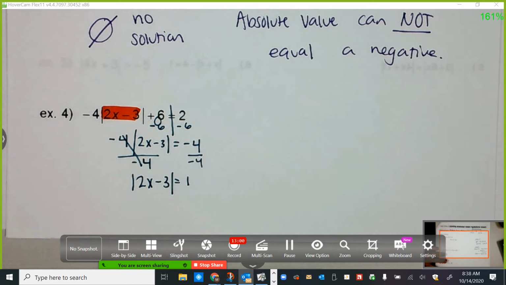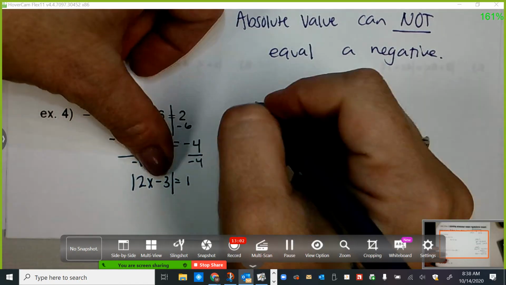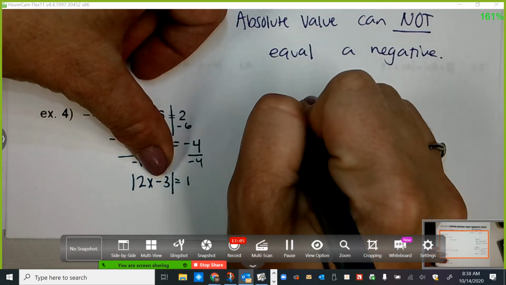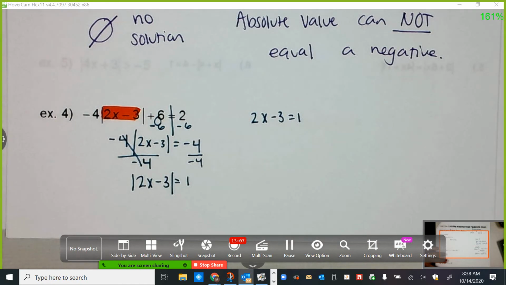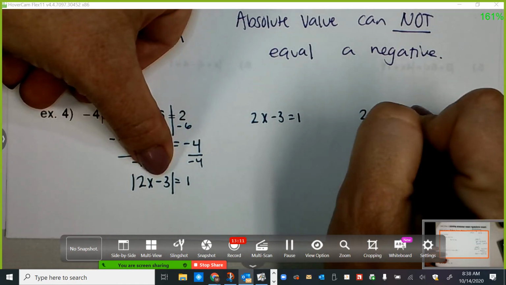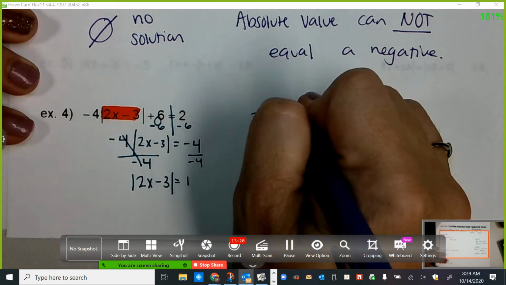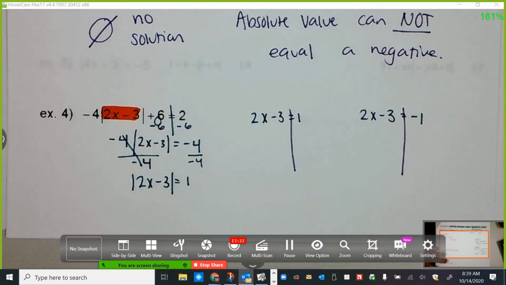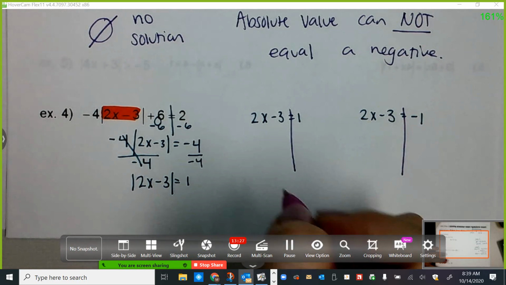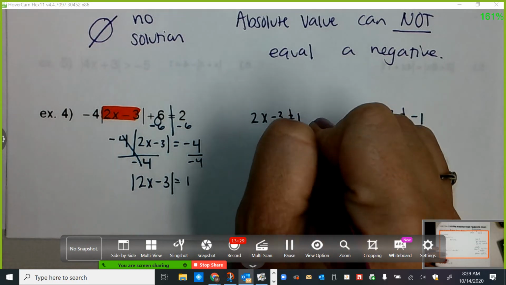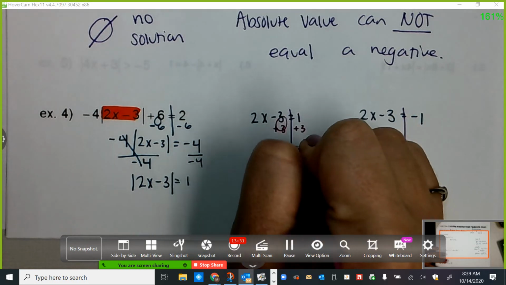Okay, so remember, the first time we write it exact, 2x minus 3 equals 1 without the bars. And the second time, 2x minus 3 equals negative 1. We write it opposite after the equal sign. And then we solve. How do we solve these? Add 3 to both sides. You get 2x equals 4.